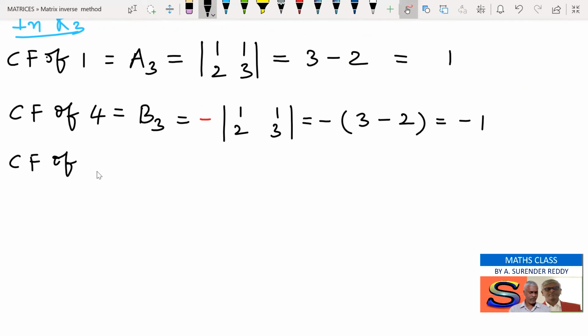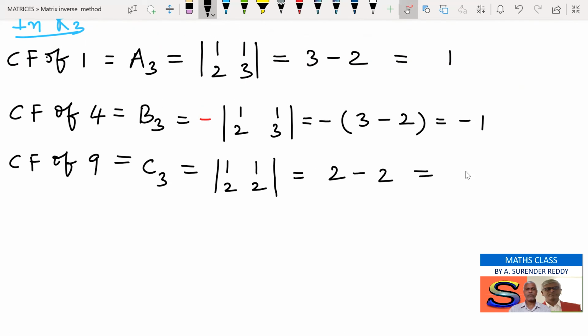Cofactor of the last, third row last element 9, name it as C3. So this 9 lies in third row, third column. So if you remove third row, third column, you will get 1, 1, 2, 2. So 1 into 2, 2. 1 into 2, 2. So 2 minus 2 is 0.